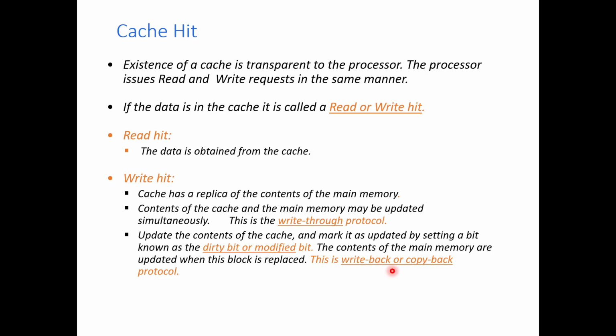Then write back protocol, or copy back protocol, is nothing but you are first updating the cache memory. Once the block is going to be replaced, removed from the cache, at that time the content in the main memory is updated. This is called write back or copy back protocol. Then here we have a bit called the dirty or modified bit. It's going to say whether the block available in the cache is modified or not modified.